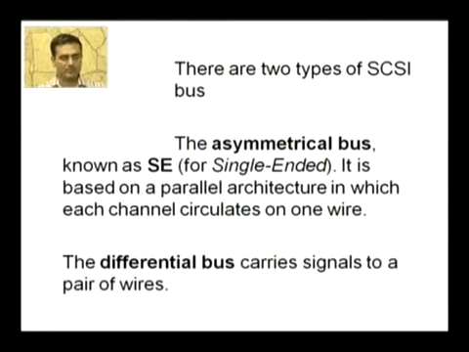The differential bus carries signals on a pair of wires. The information is coded by the difference between the two wires in order to offset the electromagnetic disturbances, which allows a considerable cabling distance. Generally speaking, there are two modes in the differential bus. The first one is the low voltage differential, which is based on 3.3 volts, and the second one is the high voltage differential, which is based on a 5 volt signal. So there are two modes for the differential bus: low voltage differential and high voltage differential.